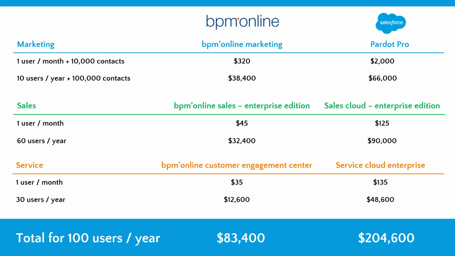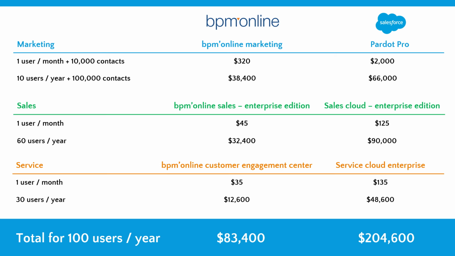So here we are, marketing. What we've done here is the first number, that one user, is the per user price, obviously, and then our extended price. So for BPM, we're talking about $320 per marketing user. And as you add contacts, that's how all these automation systems are based. They're based on active contacts, usually not on the amount of emails you send, but on the number of active contacts that you're marketing to. So we've done the same thing in parallel here between Bpm'online marketing and Pardot. And this is our annual cost breakdown here, 38 and 66.